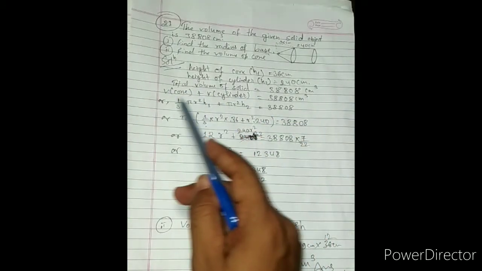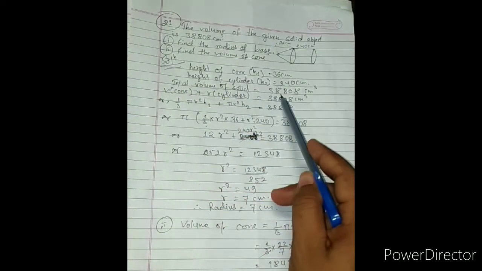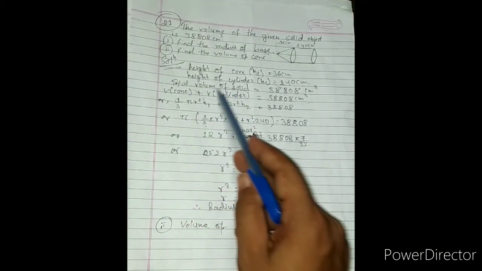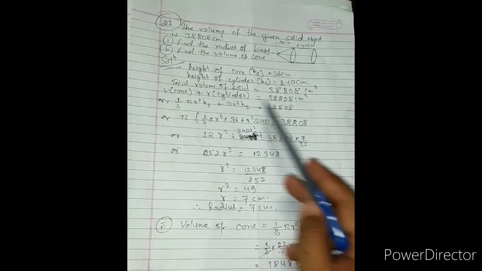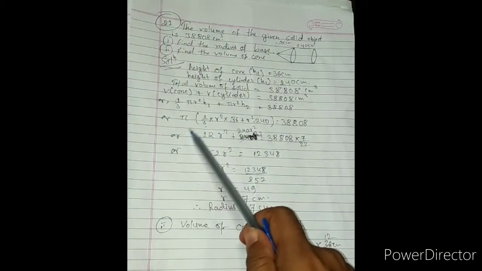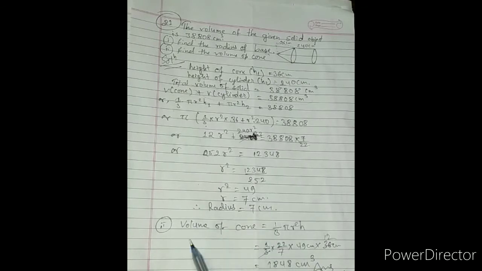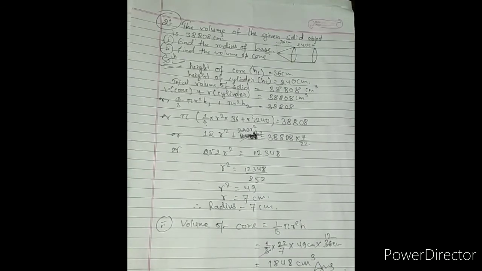Here volume of cone plus volume of cylinder is the total volume. Use the formula volume of cone 1 by 3 pi r square h, volume of cylinder pi r square h, and this total. Now pi common. Now solve for r. After getting the value of r, we can find the volume of cone. And then we will stop today's class, and from next class we will be learning other geometrical bodies.